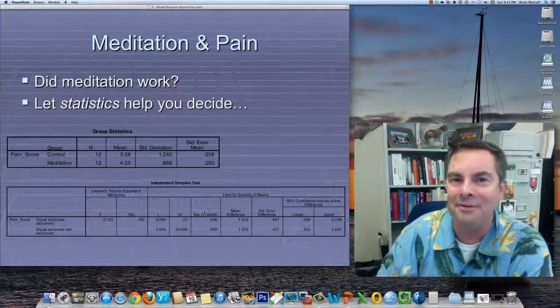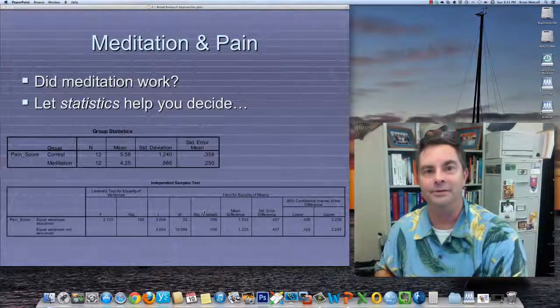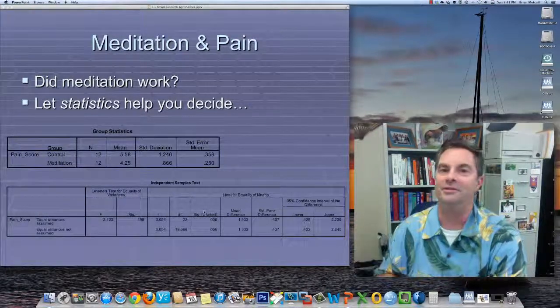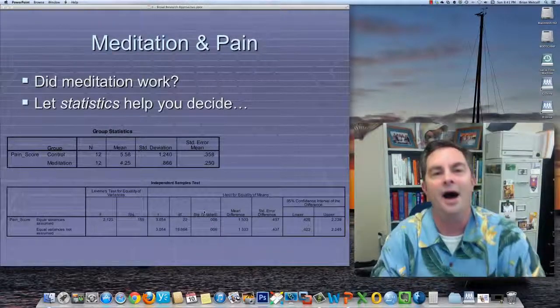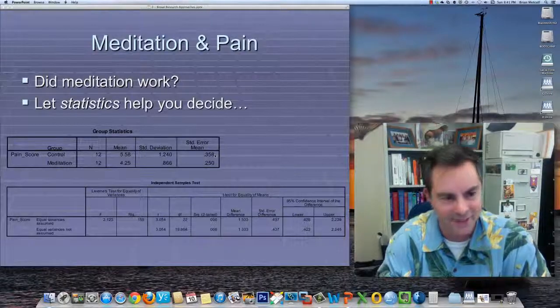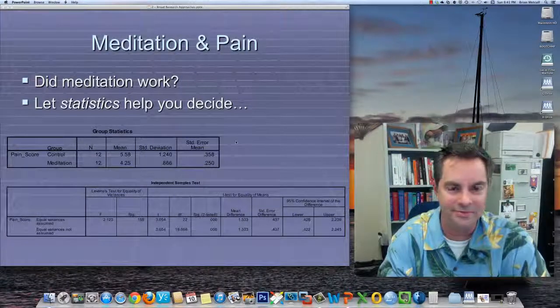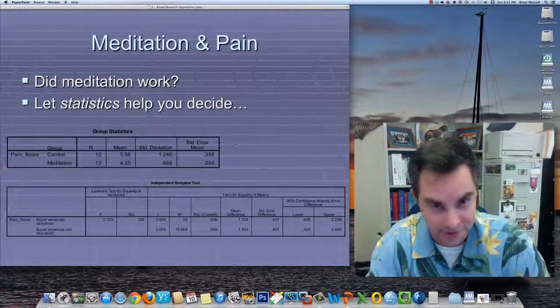My alternative hypothesis that says, I think this is due to meditation. I think that this difference is due to meditation. I have not proven that it's due to meditation, right? We talked about that before. Scientists don't prove things. I have good evidence that suggests that meditation causes a decrease in pain in chronic sufferers, according to this result. This is made up data, so don't get too excited.